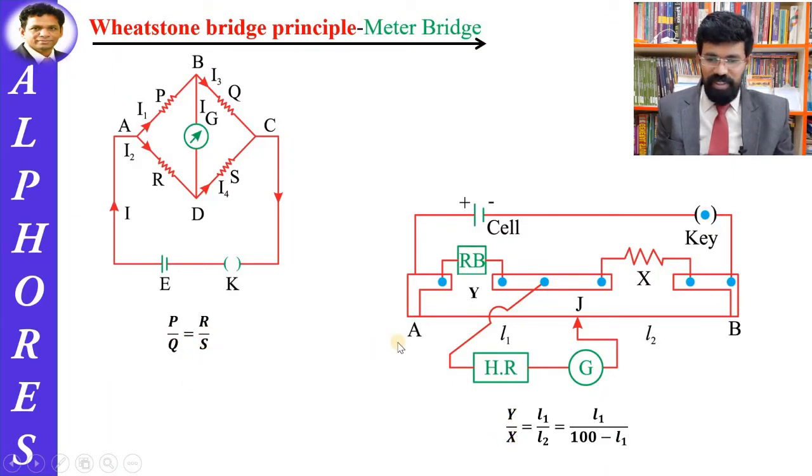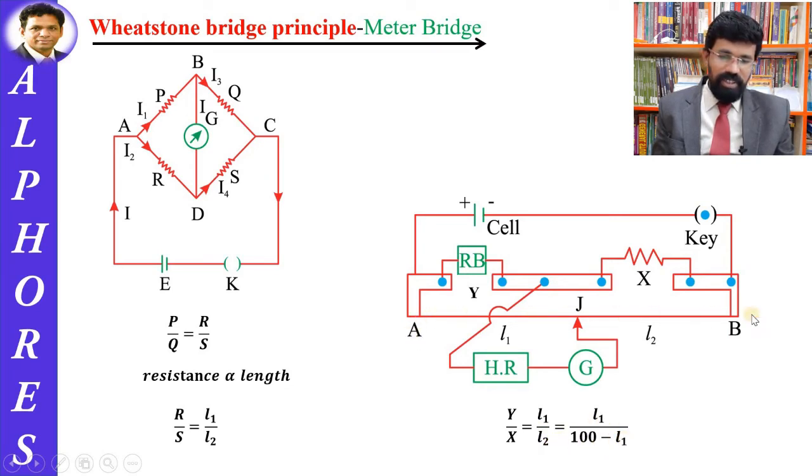What about R by S? Here lengths are given, L1 and L2. Resistance values are not given, but no problem. We know that resistance is directly proportional to length. So the resistance of this part of the wire is directly proportional to L1, and the resistance of the other part of the wire is directly proportional to L2. So the ratio between R and S can be written as L1 by L2. So in place of R by S, you can directly write L1 by L2. This L1 is here in the numerator. L2 can be replaced with 100 minus L1 because the total length of the wire is 100 centimeters, isn't it? If this part of the wire is L1, what will be this part's length? 100 centimeters minus L1. L2 is equal to 100 minus L1. So that's what we have replaced.